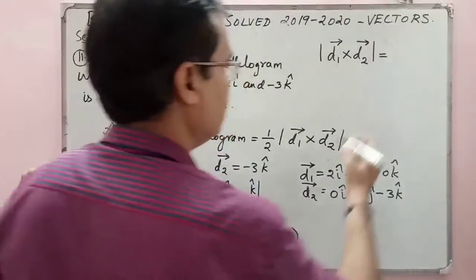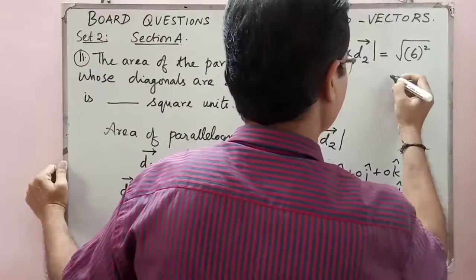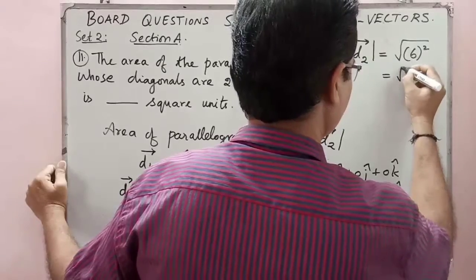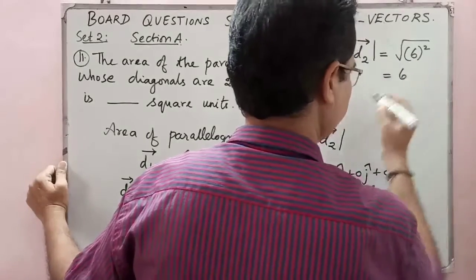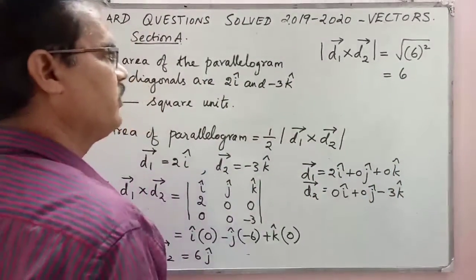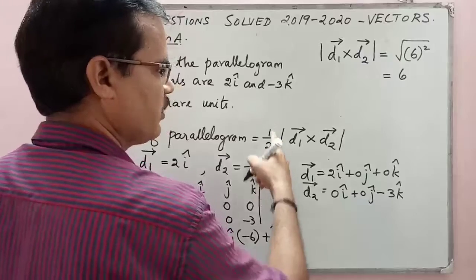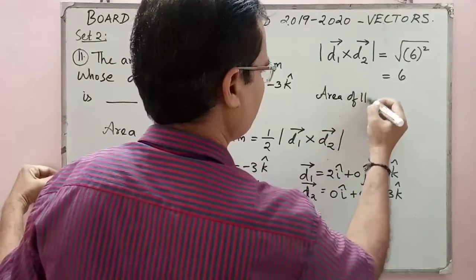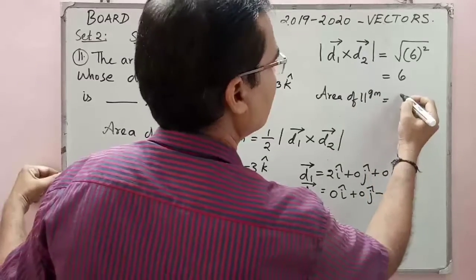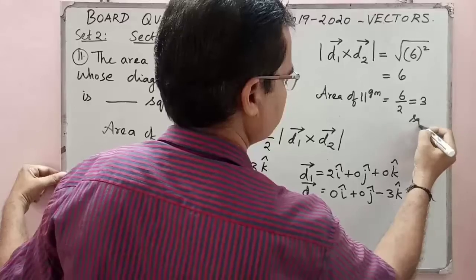equals root of 6 squared, which is, root and square get cancelled, so we have 6. So the magnitude of d1 vector cross d2 vector is equal to 6. Now the formula says it is 1 by 2. So we are going for the final step. Area of the given parallelogram is 6 by 2, which is 3 square units. This is your final answer.